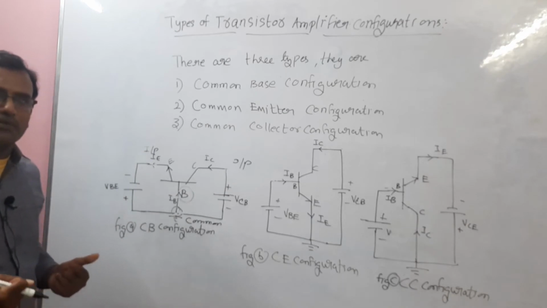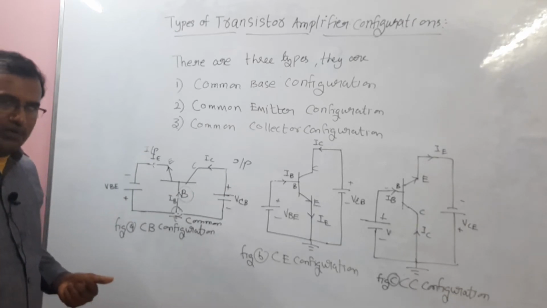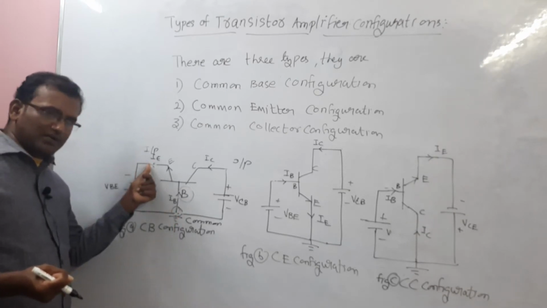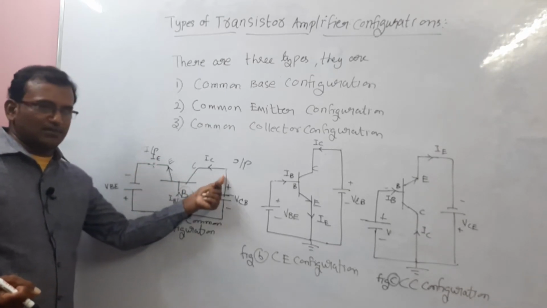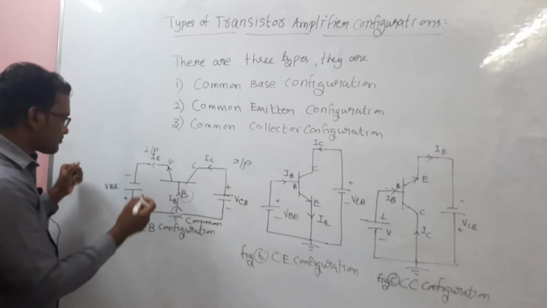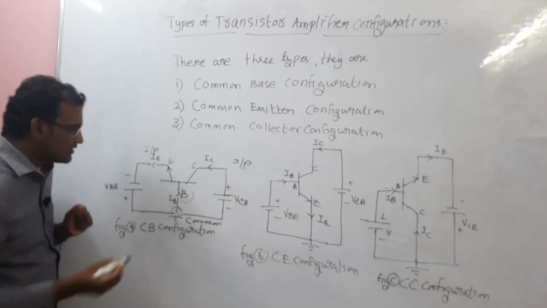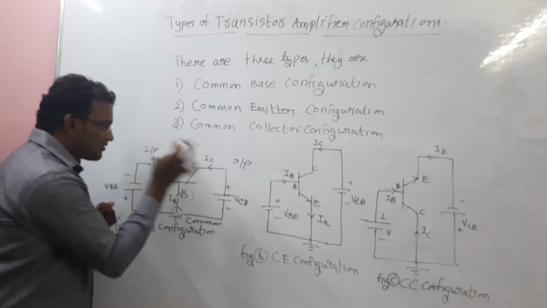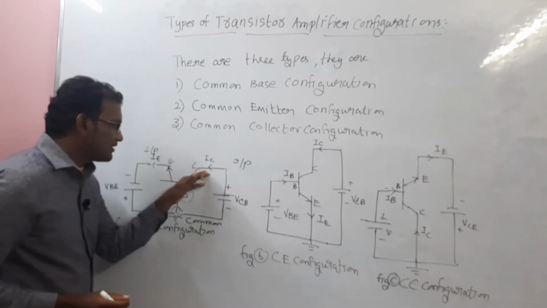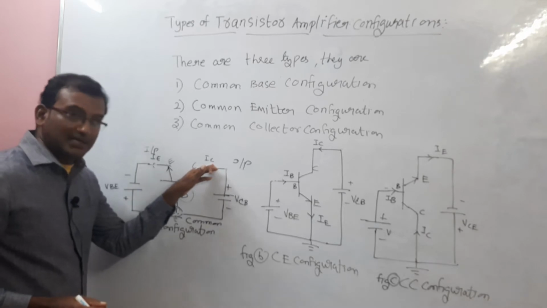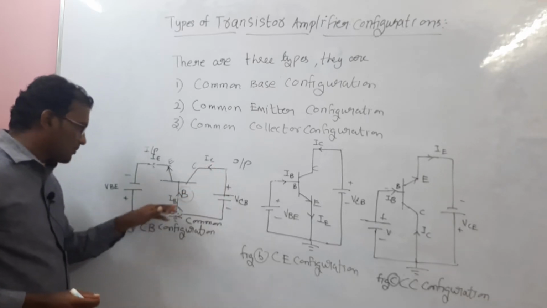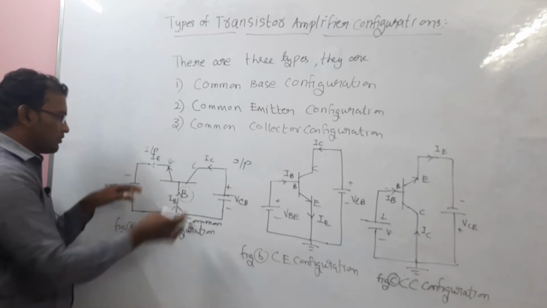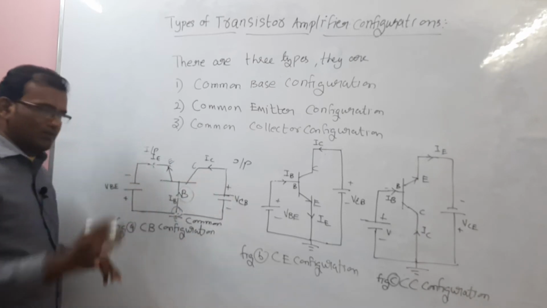That is common base configuration. Base is the common, input is the emitter terminal and output is the collector terminal. What is the input current? Emitter current, because it is the emitter terminal. What is the output current? Output collector current. And which one is the common current here? Base current. So input, output and common base.